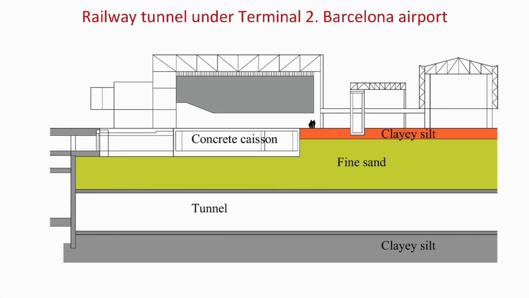Now, in this particular case, this is the situation. You see the tunnel is quite close to the structure. This is a cross-section of the Terminal 2. It's quite close to the structure.